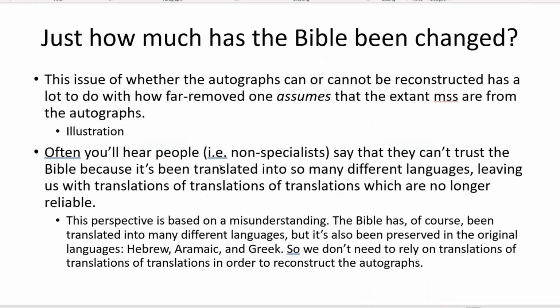Now, this issue of whether the autographs can or cannot be reconstructed has a lot to do with how far removed one assumes that the extant manuscripts are from the autographs. Let me give you an illustration here. Imagine if I were to write a little booklet of about 20,000 words. And since I don't really like my handwriting, I asked my friend Bill if he wouldn't mind copying out the whole thing by hand. For some reason, he agrees to do this.